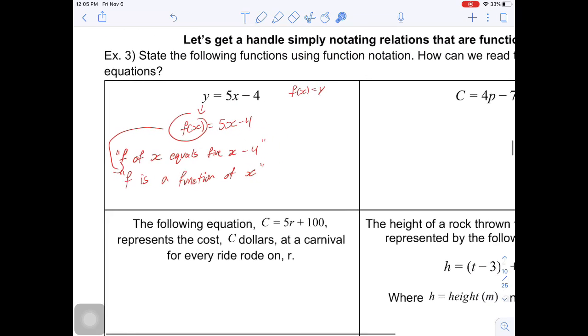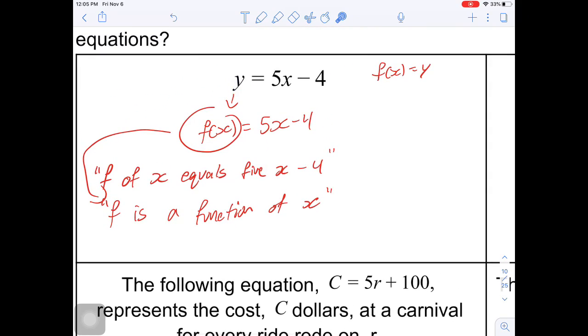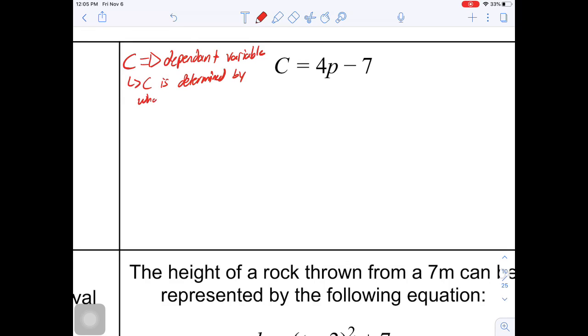Now let's look over here. This changes things a little bit. Sometimes you're not always going to represent using y. When it's y, it's easiest to represent it with f of x. With c over here, recognize c is my dependent variable, because c is determined by what p is. We can plug numbers in for p and it changes what c is.